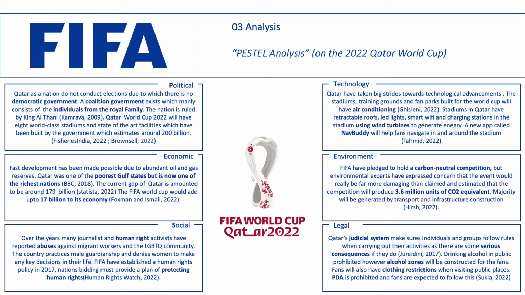Moving on to the legal aspect, Qatar's judicial system is vigorous. Drinking alcohol in public is prohibited, but for the World Cup, alcohol zones are constructed. Clothing restrictions are also enforced, where there will be restrictions while visiting public places. Public display of affection is prohibited, and fans are expected to follow this.